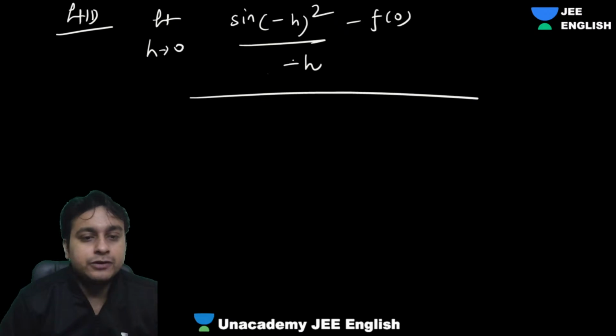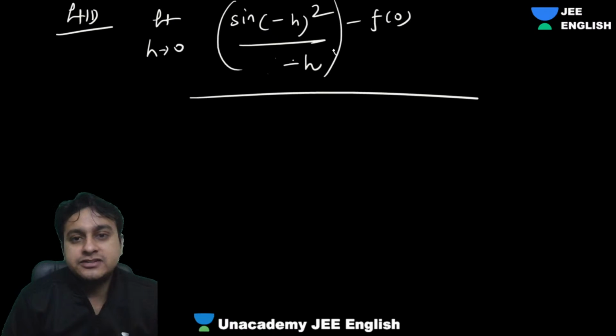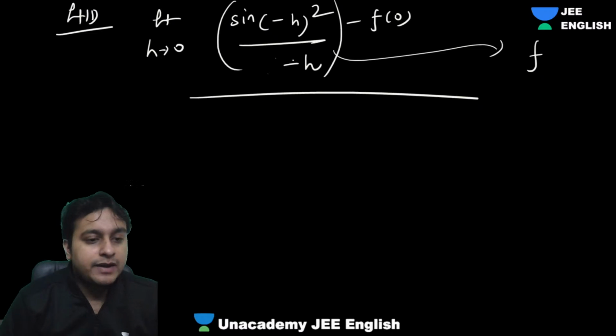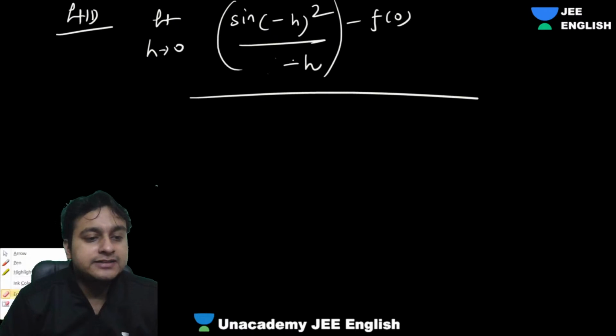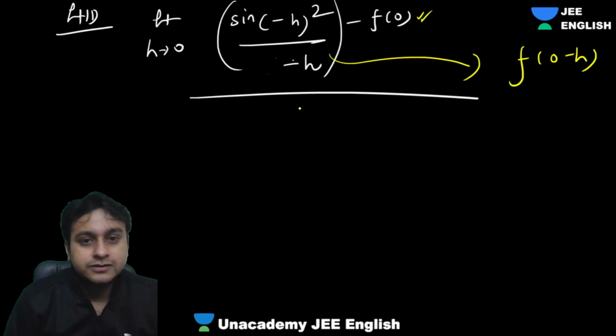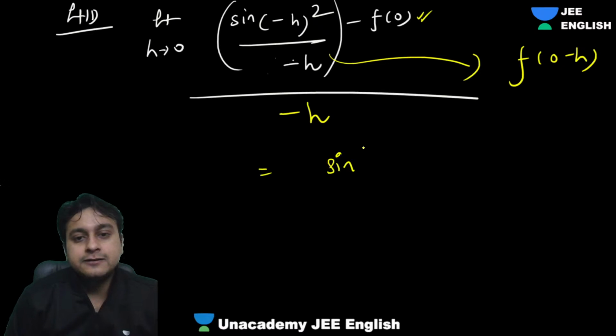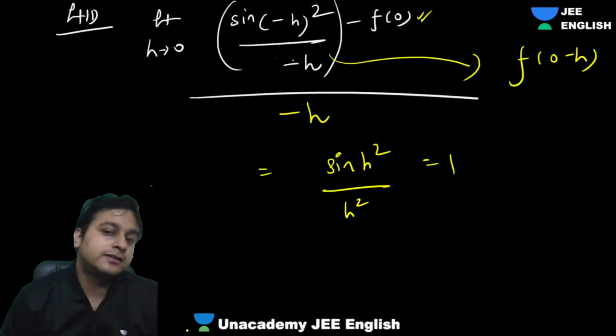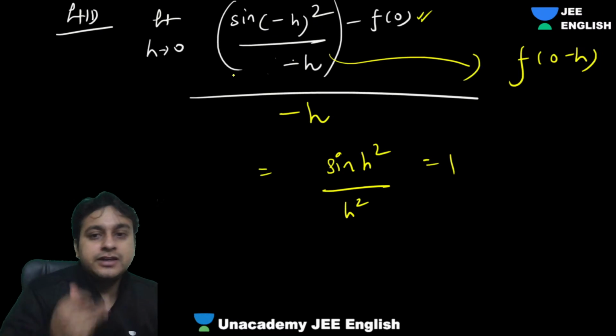Just see here very carefully. This was my f of 0 minus h. What was this? F of 0 minus h. This is what, guys? Please pay attention. This is f of 0 minus h. And this is f of 0 upon minus h. So what are we getting, guys? If you do it, what will you get? Sine h square divided by h square. This is coming as 1. Are you getting it? This is the LHD.